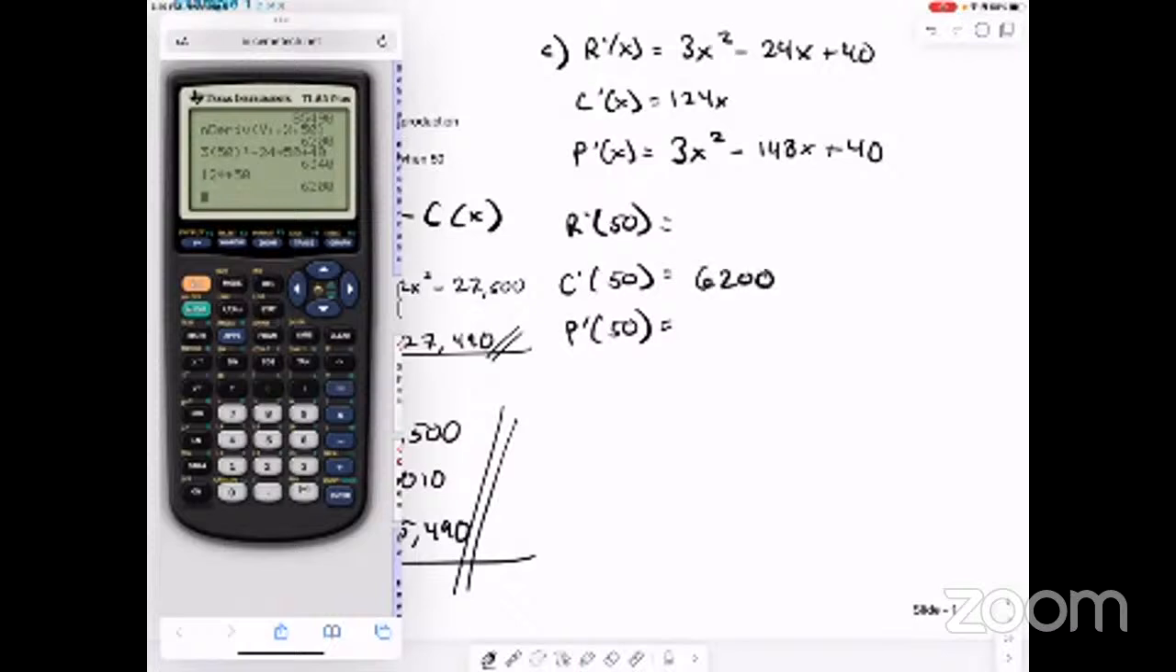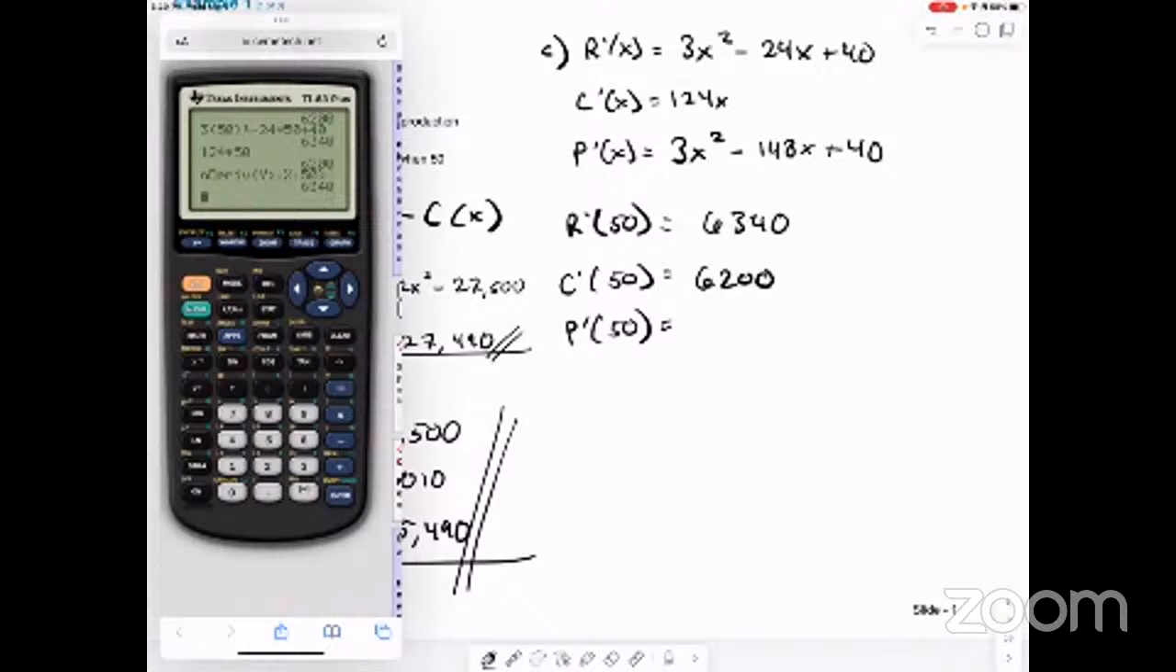Okay. So then I guess we can just go math number 8. And then we want to call on the second function, which is our revenue function. We want to take the derivative with respect to x and evaluate it when x is 50. And that one is 6340. And then we have our profit function. So we can plug in 50 into the profit function. Let me see. 140. Let's see if that works.